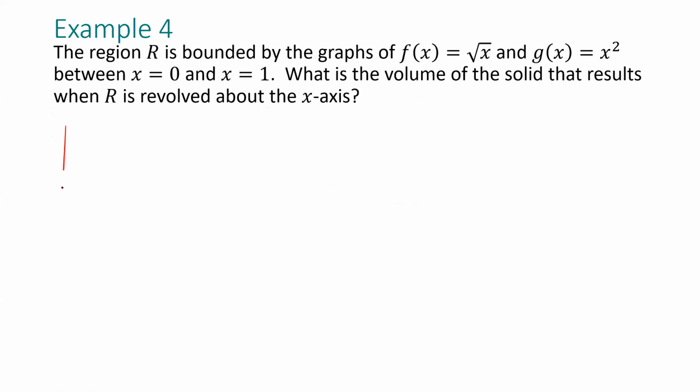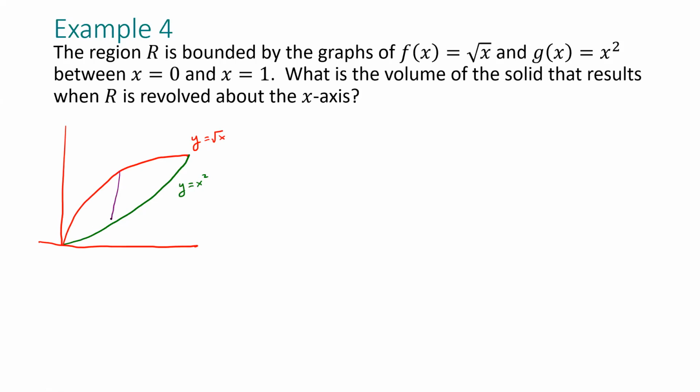So I'm going to just sketch these out real quick and then we can leave it there. But you've got the square root of x graph, looks like this. And then you've got the x squared graph, looks like this. And so when we revolve this region about the x-axis, you can imagine here that if I draw this little strip, that's going to form the inner radius there with the bottom graph, and then the outer radius with the upper graph.